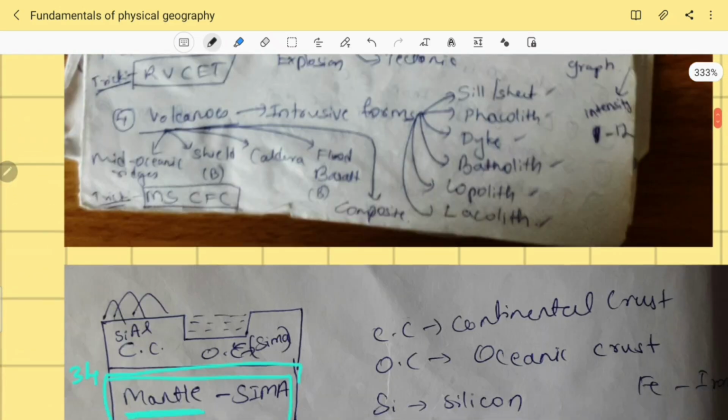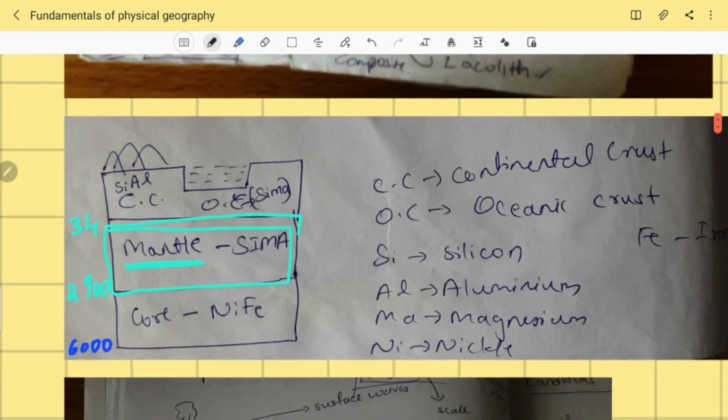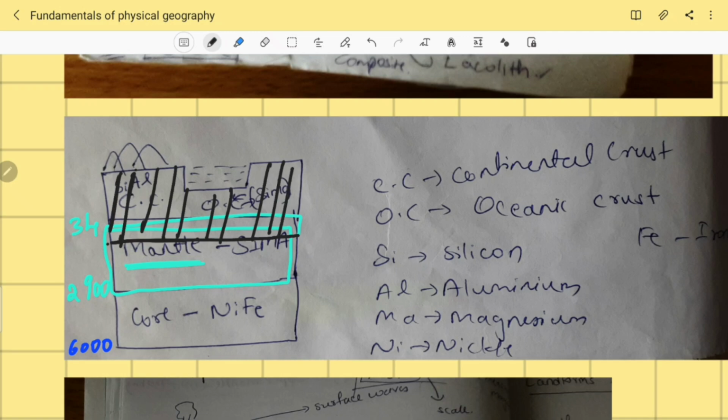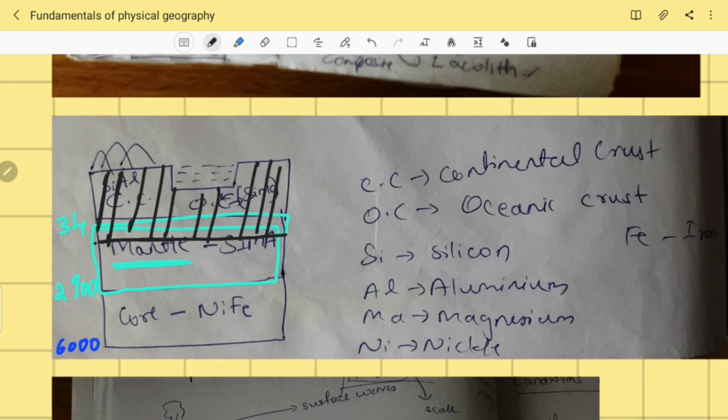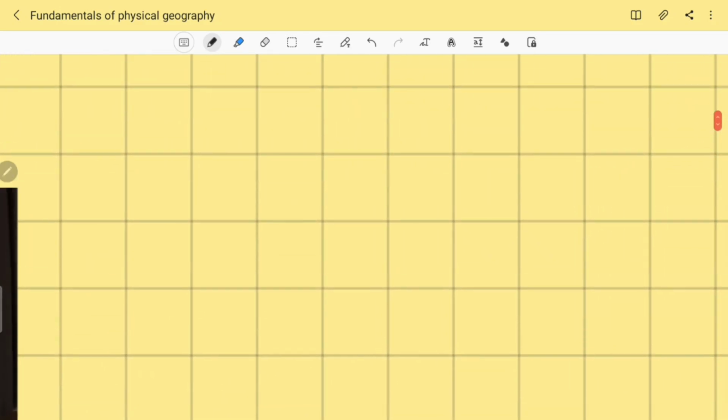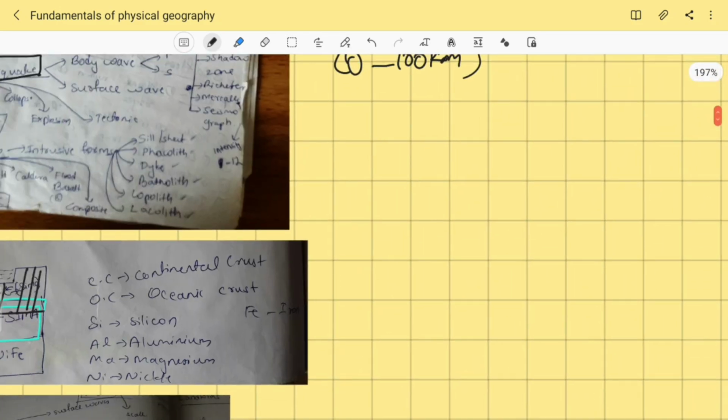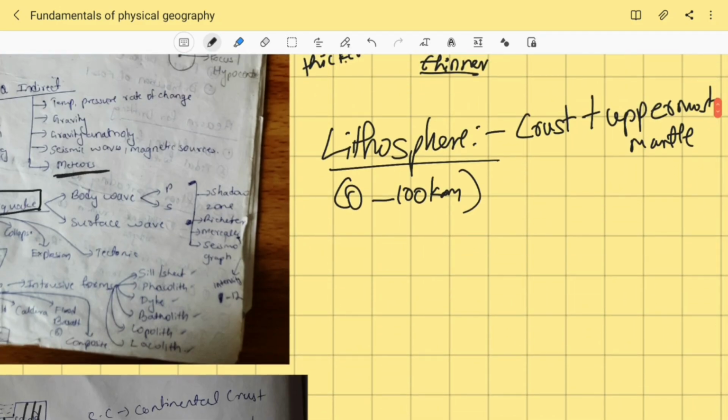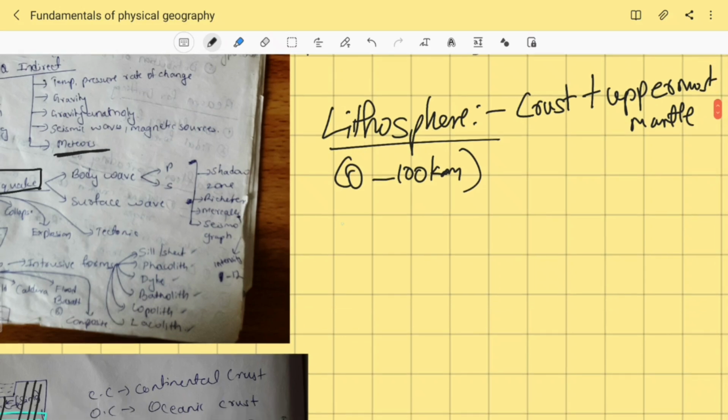Let me show it here. See here, whatever I'm marking in the black, that will be the lithosphere. Okay, so it is uppermost mantle. Always remember, they can ask you what is a lithosphere. It's the uppermost mantle, not just upper mantle.